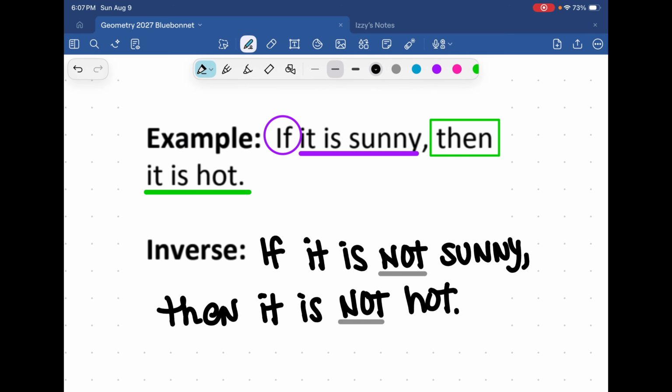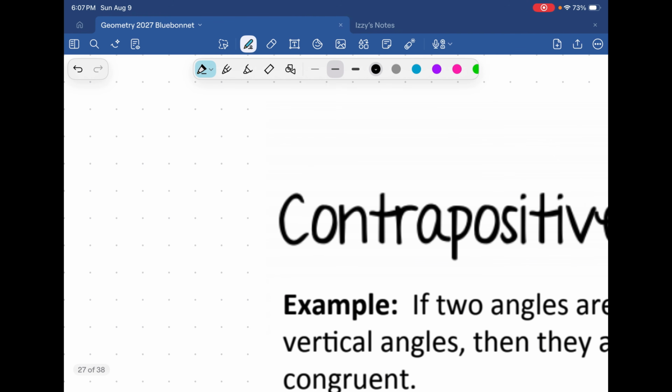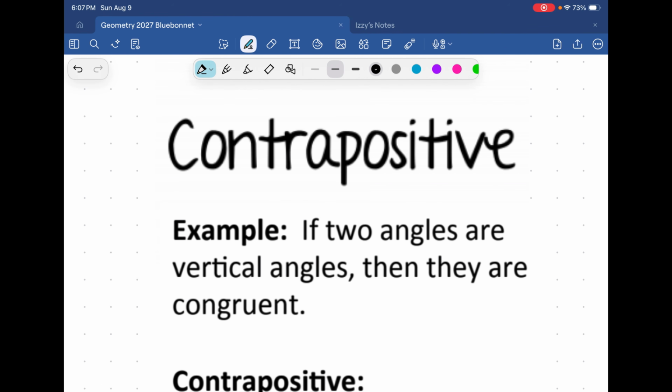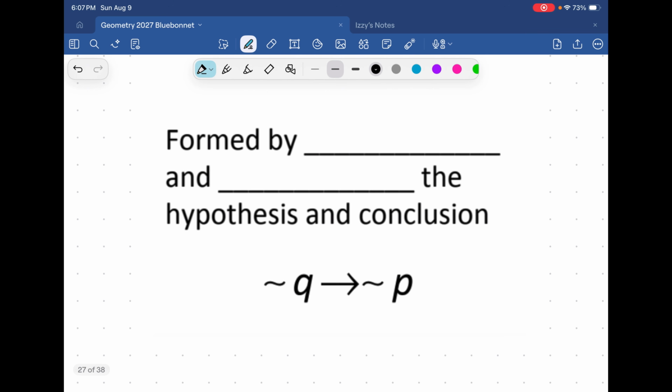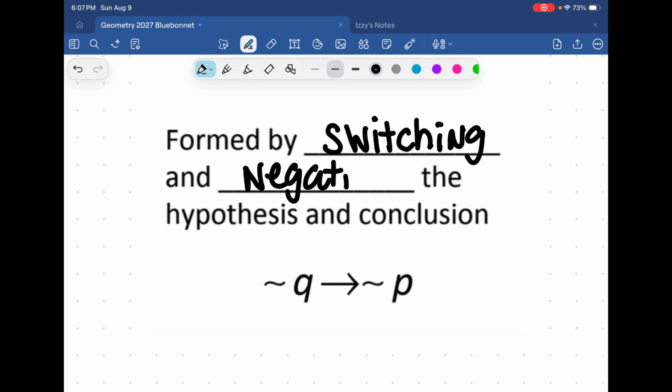Our final form of our conditional statements is called the contrapositive. Let's go down here. Our contrapositive is formed by switching and negating the hypothesis and the conclusion.